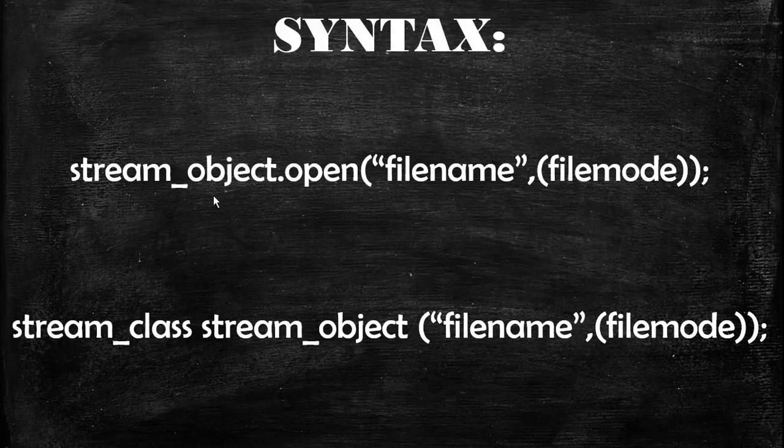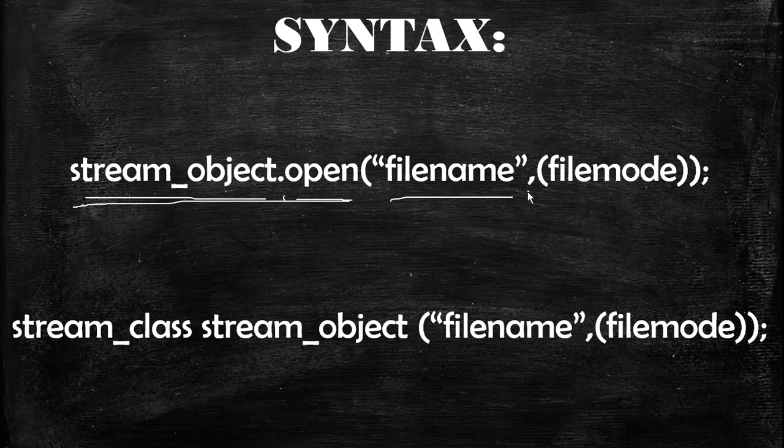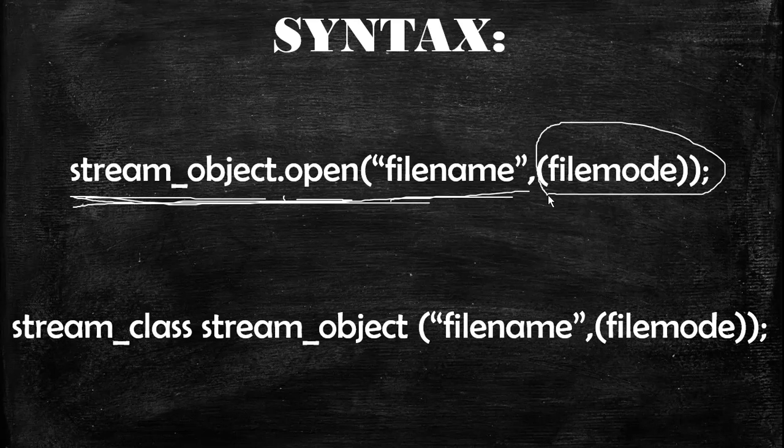Now we'll see the syntax. It is like this. First write the stream object, then write the operator, and then open. This is the syntax that we know for using the open function to open a file. After that you have to write the file name. Then afterwards you have to write the file mode inside these brackets. We'll see about the modes afterwards.